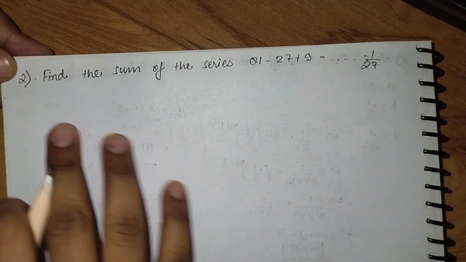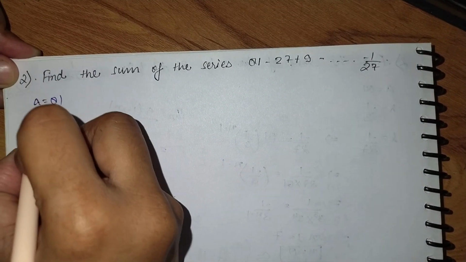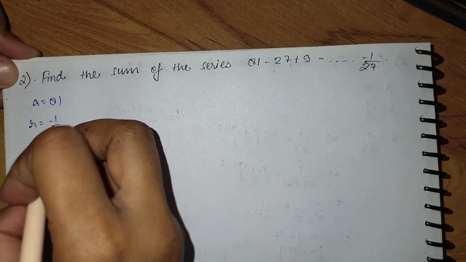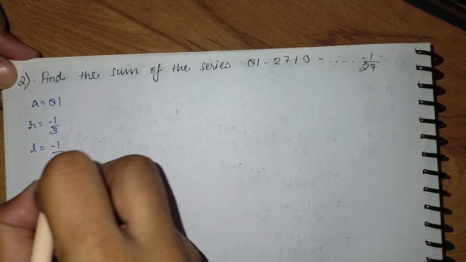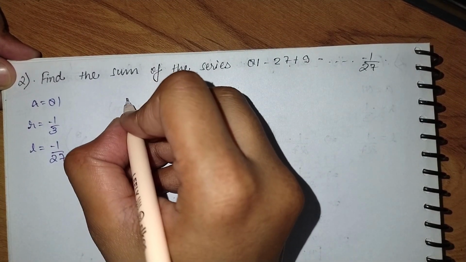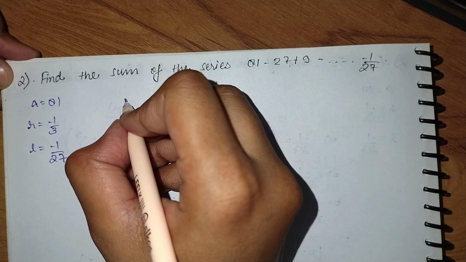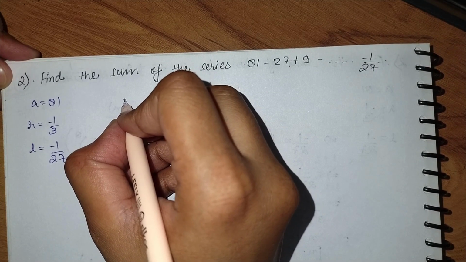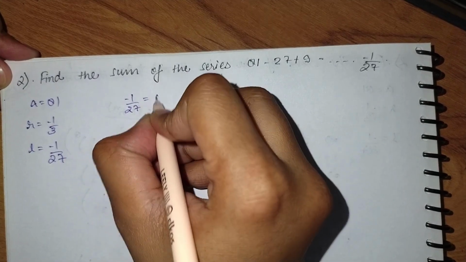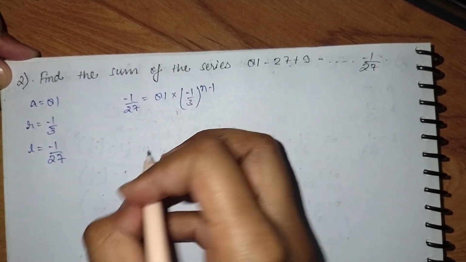Let us solve question number 2. We have to find the sum of the series here, where the first term is 81, the common ratio is minus 1 by 3, and the last term is minus 1 by 27. From the last term, we can find the number of terms here. So minus 1 by 27 equals 81 multiplied by (minus 1 by 3) to the power n minus 1.